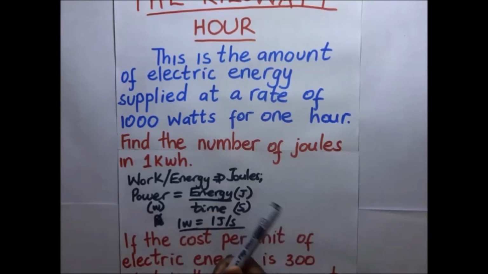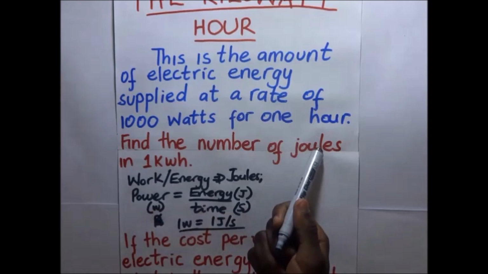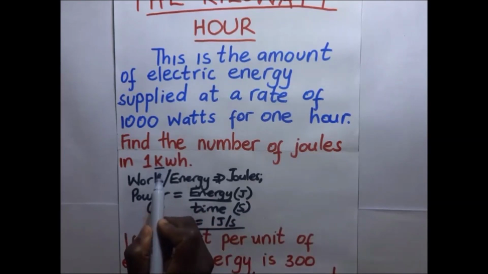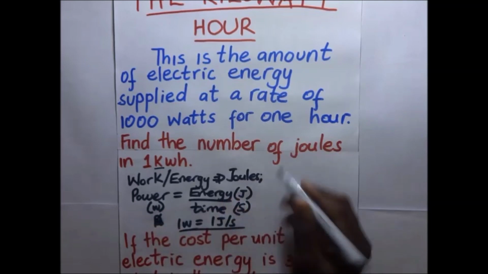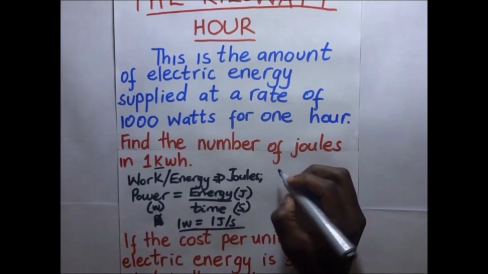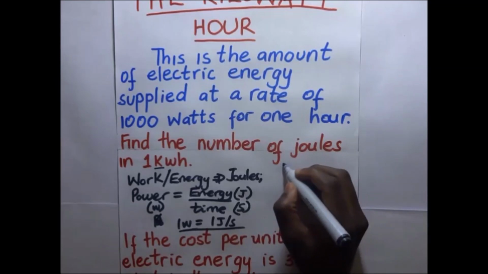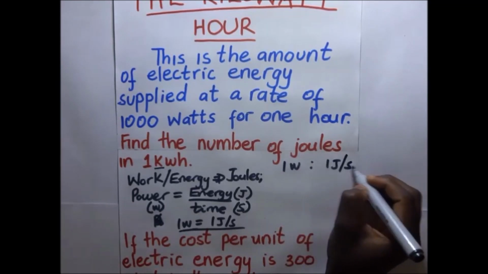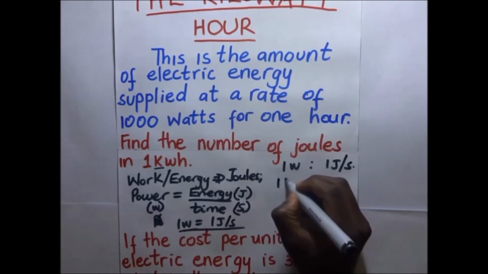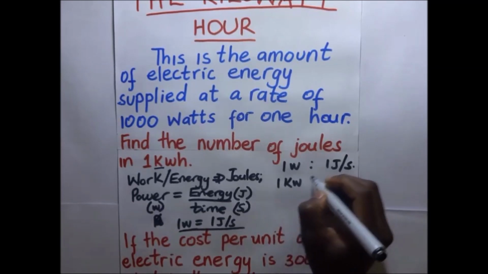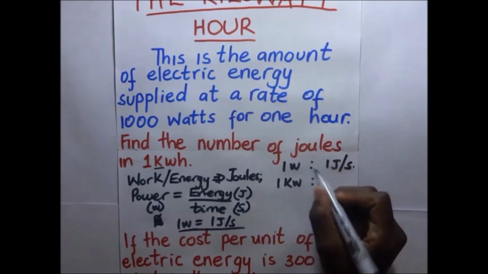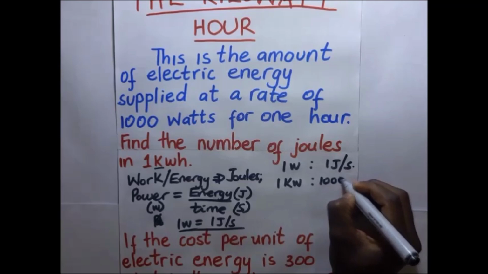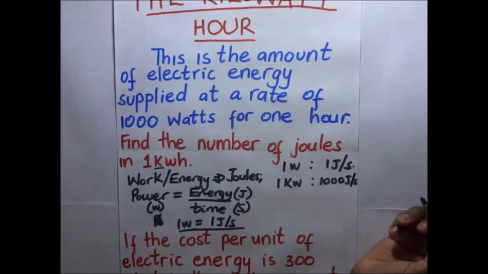But now here we want to find out how many joules are in 1 kilowatt hour. I hope we all know that kilo means times 10 to the power 3. So it means that if 1 watt is equivalent to 1 joule per second, what about 1 kilowatt? 1 kilowatt will mean that is times 10 to the power 3 here. So it means it's going to be 1000 joules per second.